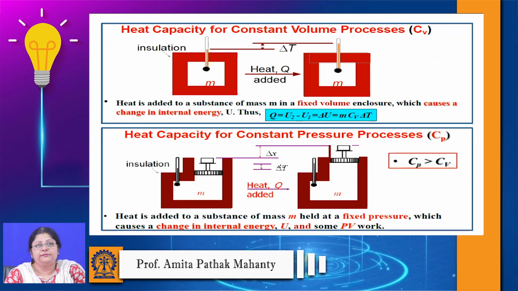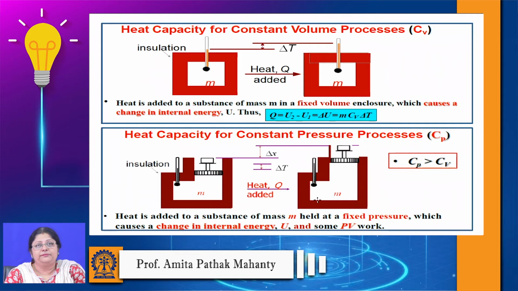Constant pressure means the pressure has to be held constant. So this system can again be an insulated system, but here you have to have a piston, because until you have a movable piston you cannot keep the pressure constant. So there is a piston, and there is also a thermometer. Now you add a Q amount of heat. Again you have a heat transfer, adding heat to the system. What will happen? The temperature will also rise, and the piston will also move.